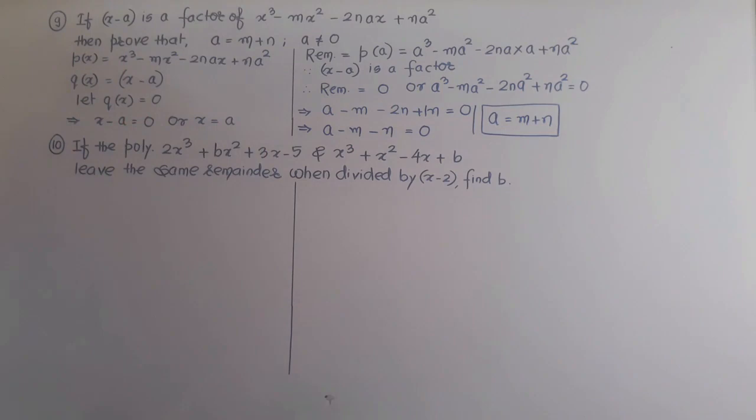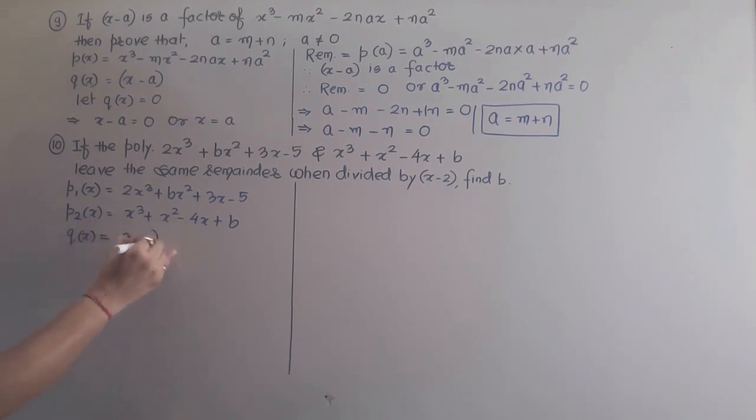So first of all, I will take this one as P1, the first polynomial. P1(x) is equal to 2x cube plus bx square plus 3x minus 5. And P2 I am taking here as x cube plus x square minus 4x plus b. And Q(x), the divisor, I am taking here as x minus 2.